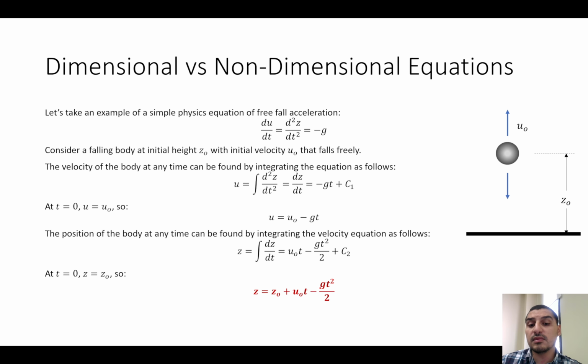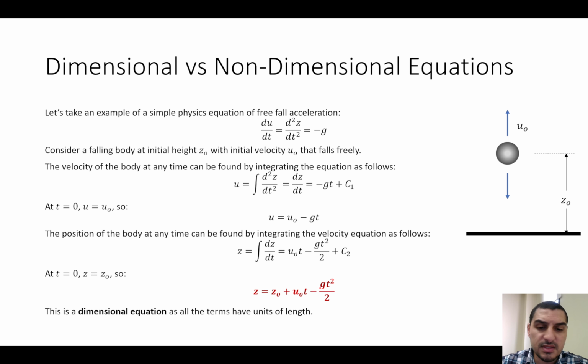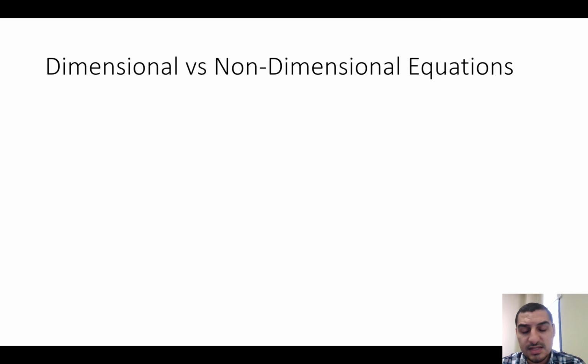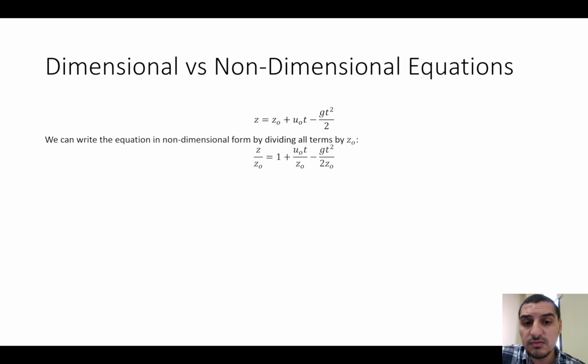And the equation that we see here is a dimensional equation because it has units, or dimensions, of length. That's why this is a dimensional, not a dimensionless, equation. So this exact same equation can be rewritten in a non-dimensional form. It's just another way of expressing the same equation. I'm not doing anything different. And this equation can be turned into a dimensionless equation by dividing by z node. So if we divide by z node, the equation is z over z node equals 1 plus u node t over z node minus g t square over 2 z node.